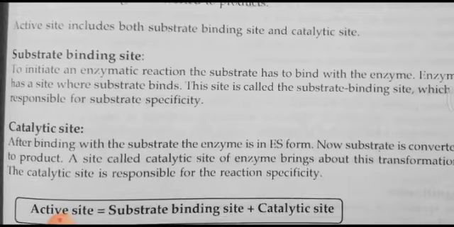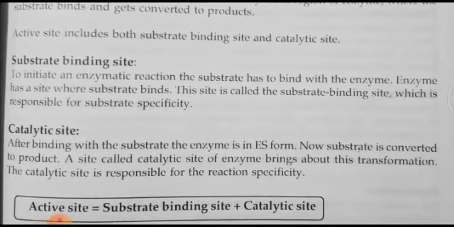And the catalytic site: after binding with the substrate, the enzyme is in enzyme substrate complex form. Now the substrate is converted to product. A site called the catalytic site of the enzyme brings about the transformation. The catalytic site is responsible for reaction specificity.